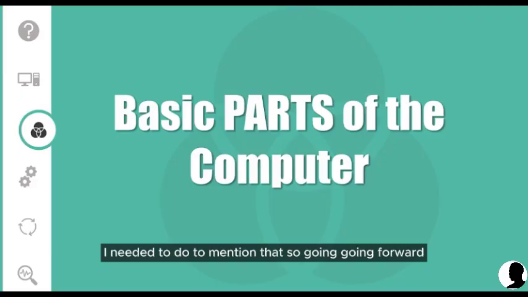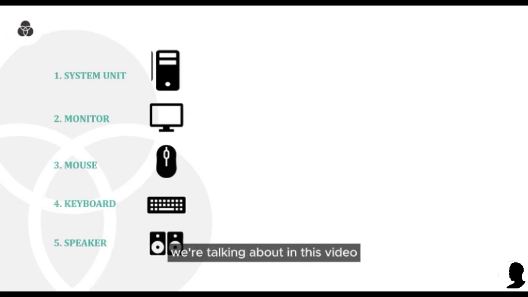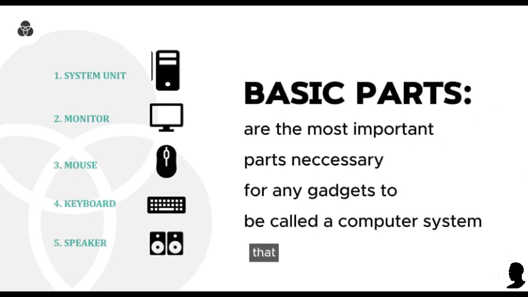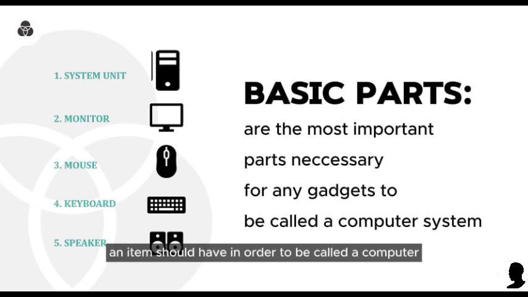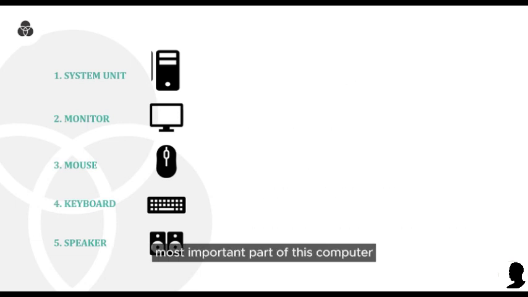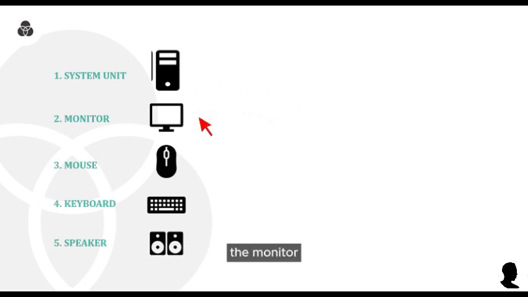So going forward, what are the basic parts of this particular computer we're talking about in this video? When we say the word basic, I'd like to say that the basic parts are the most important parts that an item should have in order to be called a computer. So the basic, most important parts of this computer are the system unit first, the monitor, the mouse, the keyboard, and then the speaker.